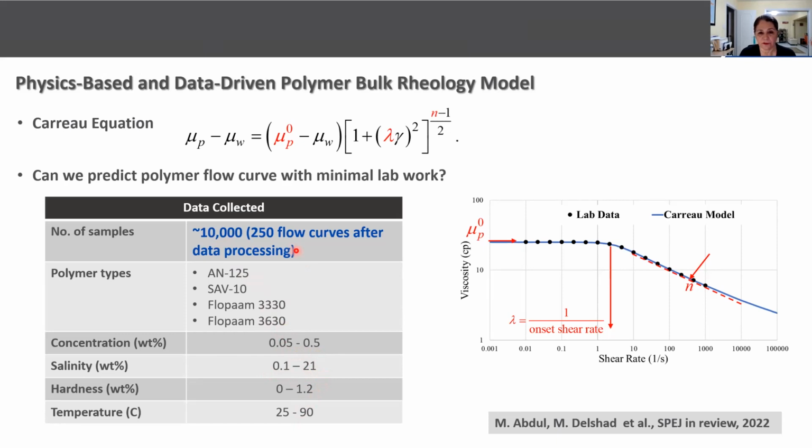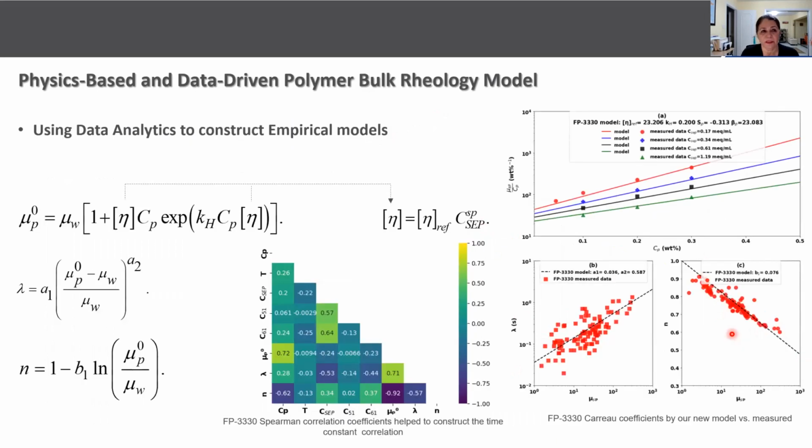And then after all of the removal of duplicates and problem data, we ended up with 250 types of curves here with different polymers. And using the concept of physics-based and data-driven science, we ended up with the correlation, which is basically an empirical correlation for modeling the viscosity of polymer as a function of concentration, salinity, hardness, temperature, and so on.